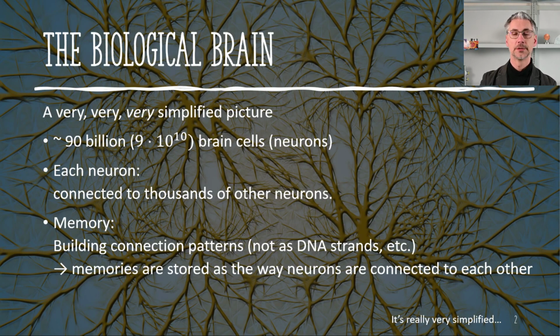Let's draw the connection to the biological brain. It's a very simplified picture really, but we can start from imagining that we have like 90 billion brain cells and each neuron is connected to thousands of other neurons. And in this very simple picture, our memory is built from connections between patterns. So for example, we don't store memories as DNA strands. Memories are stored in the way neurons are connected to each other. It's really a very simplified picture, but it helps to understand where the idea of neural networks comes from.